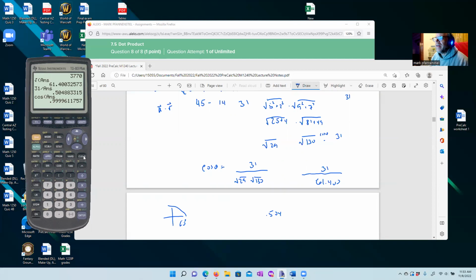Oh, because I took the cosine of that. That was silly. Okay, let's not do that. Sorry about that. That's going to be inverse cosine of 31 divided by 61.4. Okay, that looks a lot better as an answer to me.